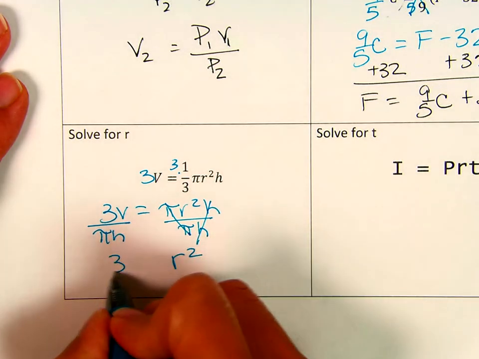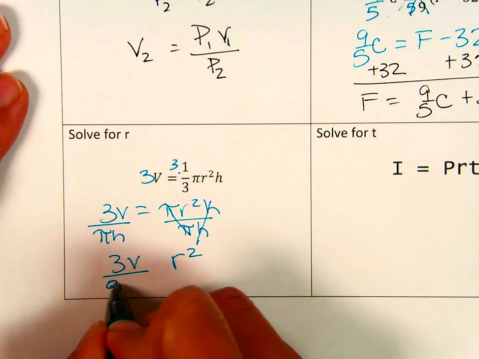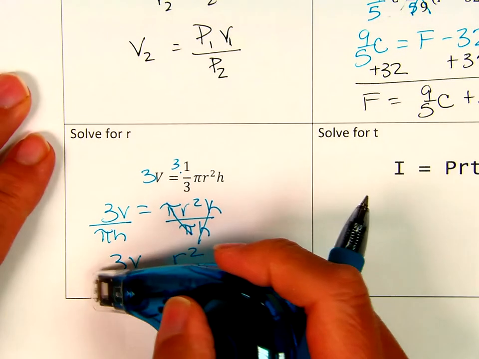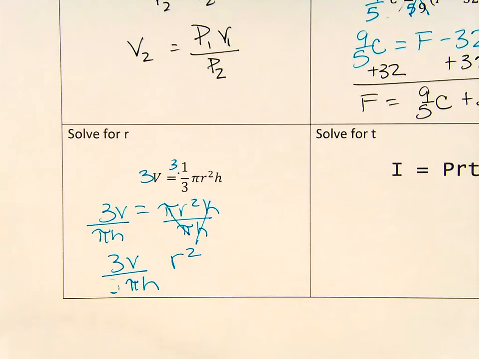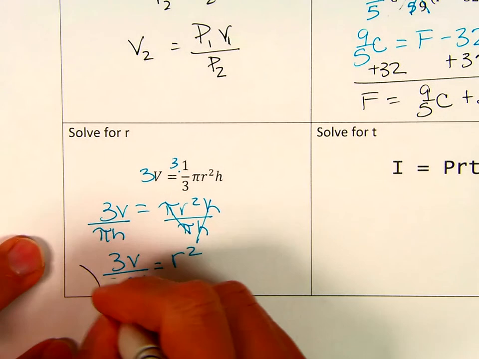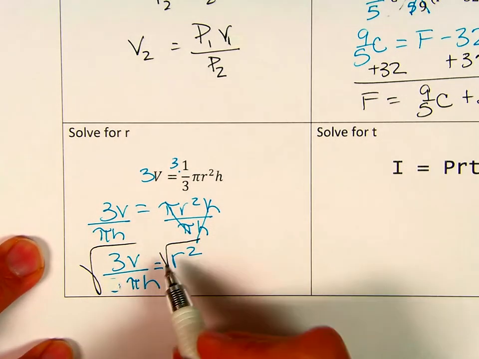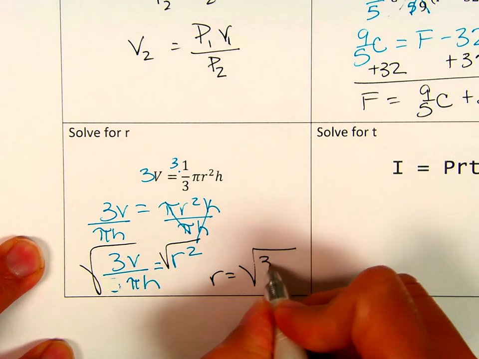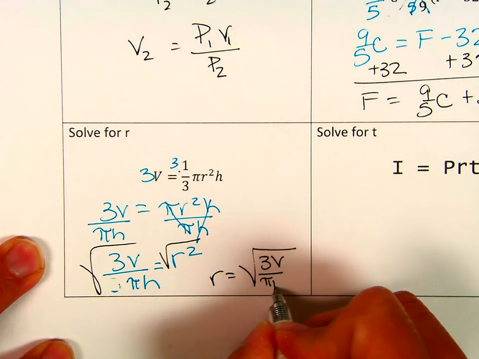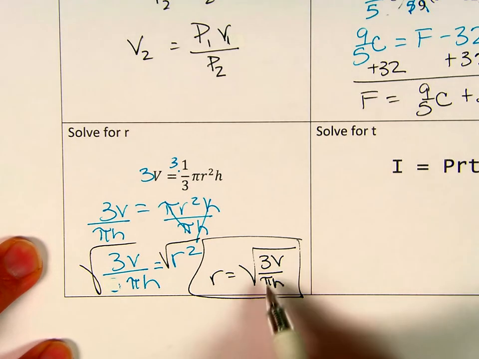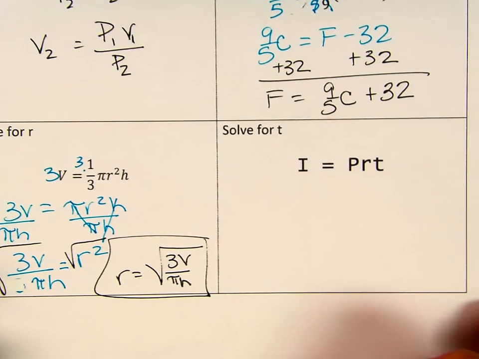Now I have R squared equals 3V over pi h. So what did we say? How do we get rid of a squared? We square root it. So what I'm going to do is go like this. Square root, square root. Square root undoes it. So the square root of R squared is R. So R equals the square root of 3V over pi h. And that is our answer. And we're not going to worry about radicals in the denominator on this one. I'll tell you about that later.